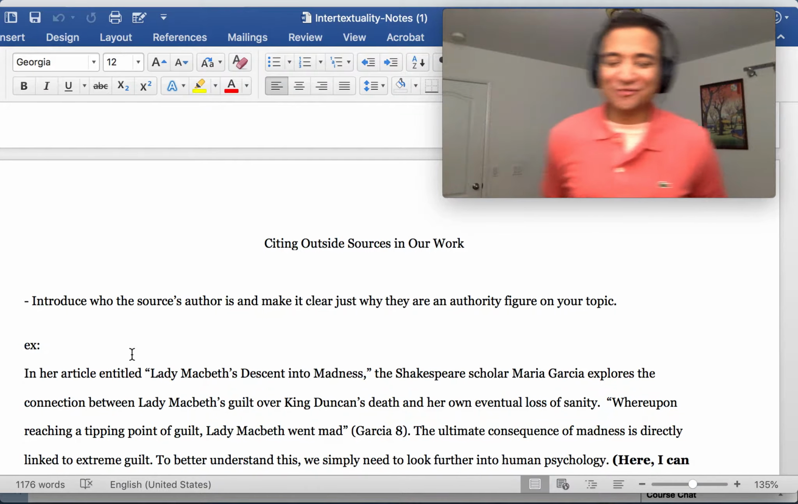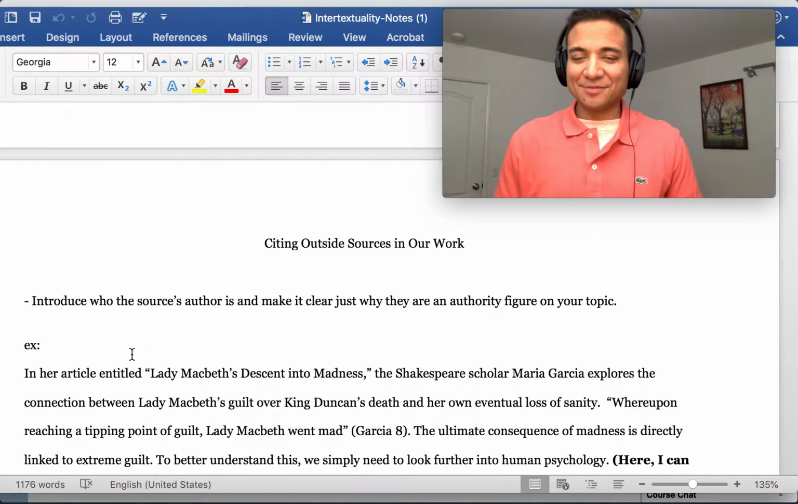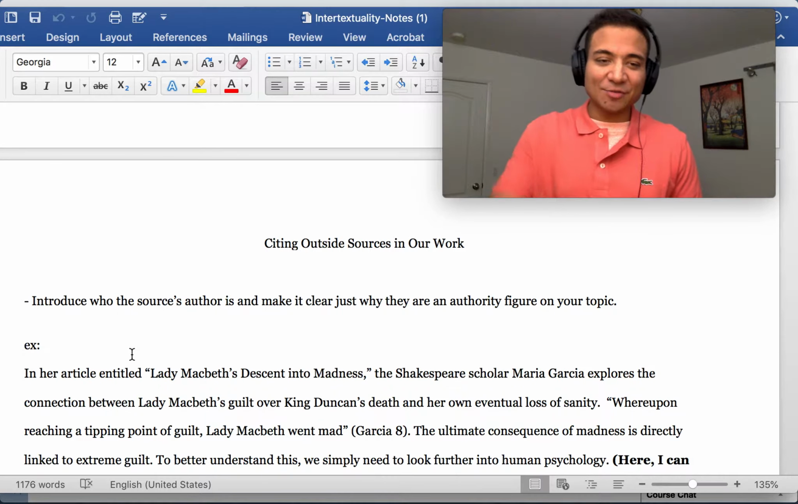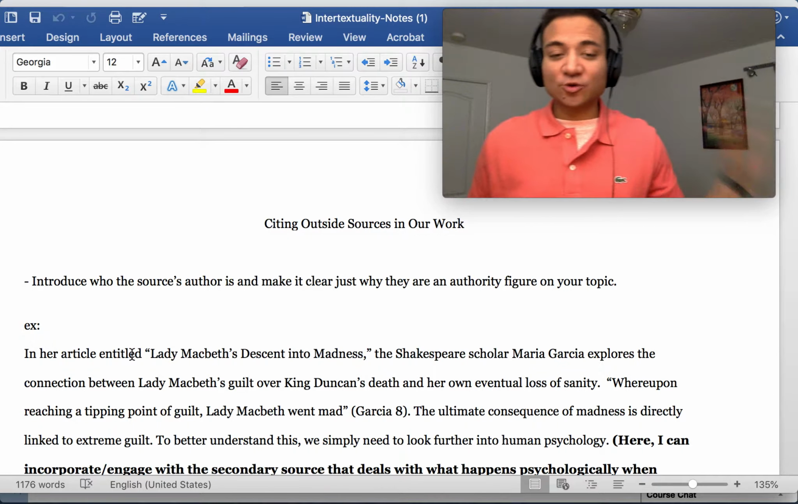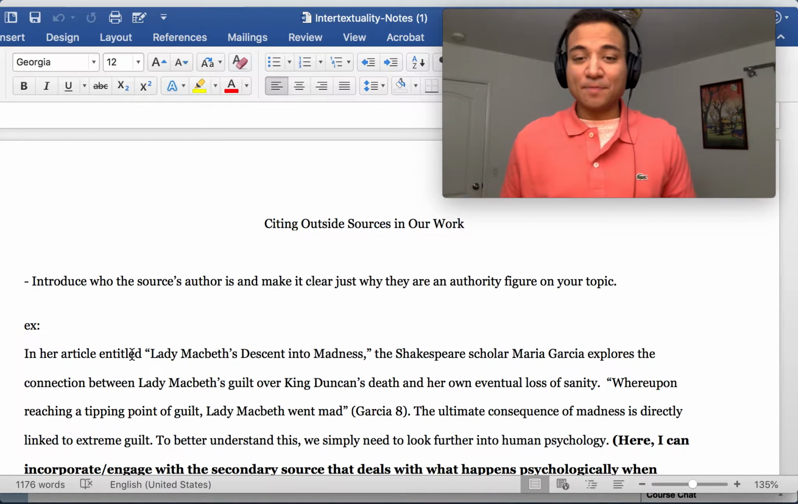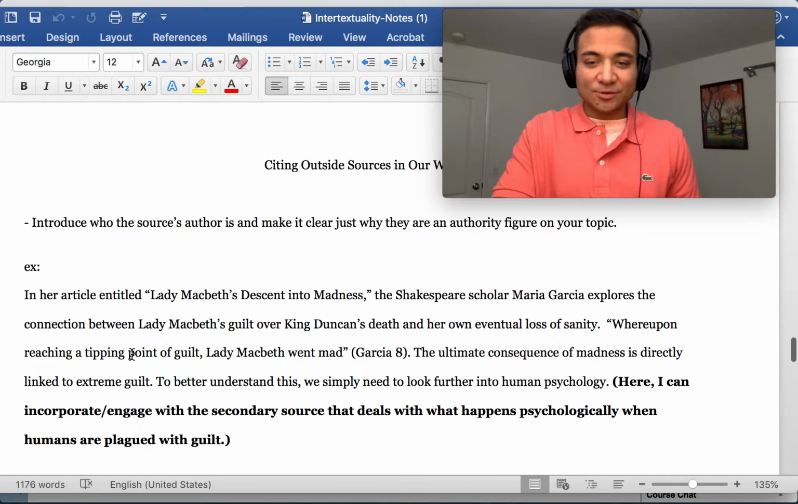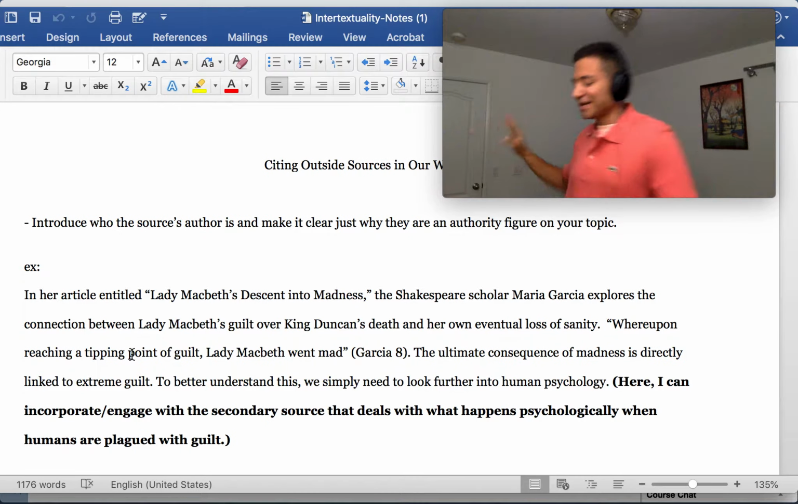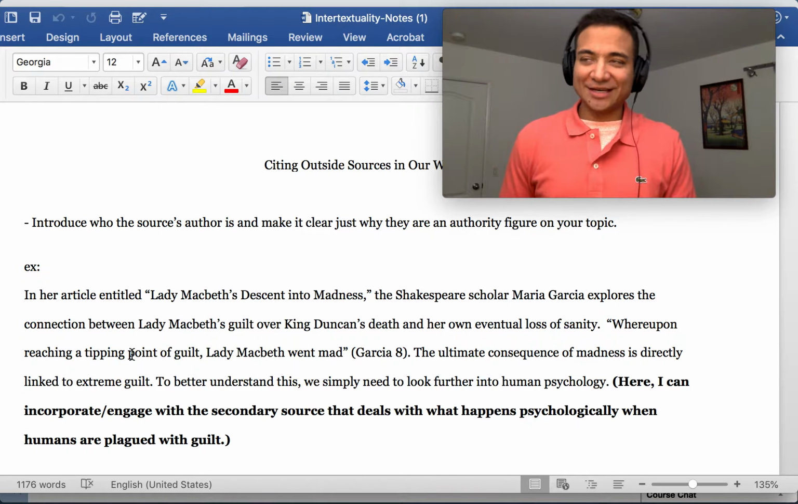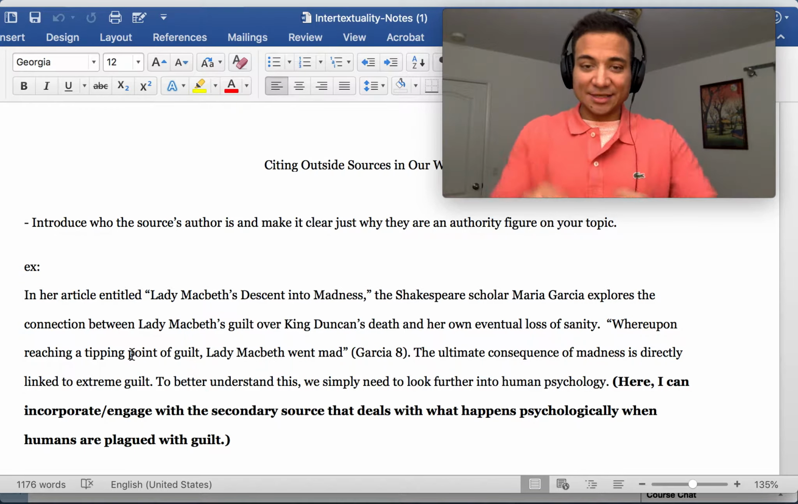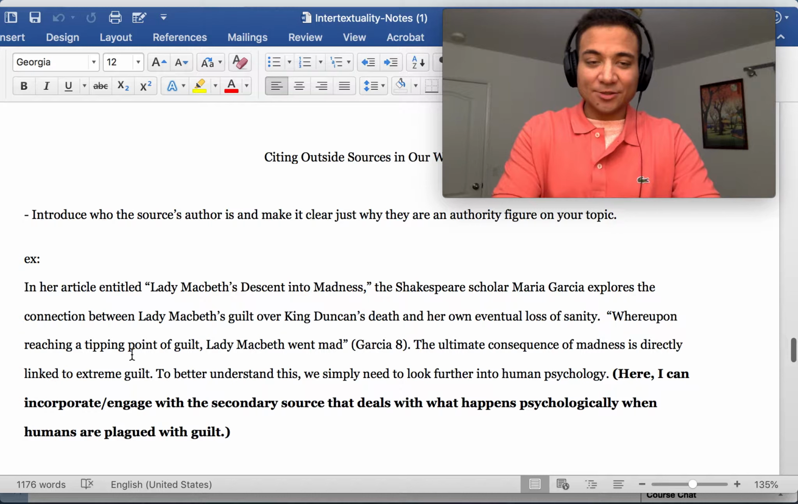when to underline, hopefully you can remember, and this homework and this section is going to help with that. For in-text citations, we want to introduce the source's author, make it clear who they are and why they're an authority figure on your topic. So listen to this. Let's return to our example of the Macbeth paper that we're writing. We want to prove that it's because of Lady Macbeth's guilt that she descends into madness. Okay, so listen to this.